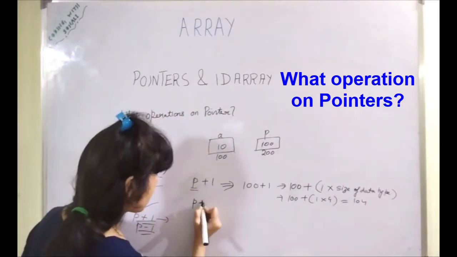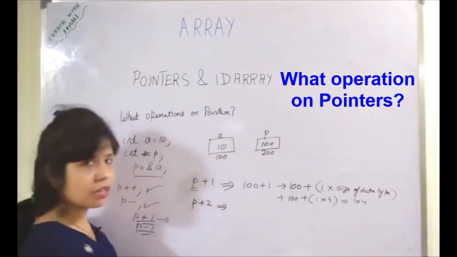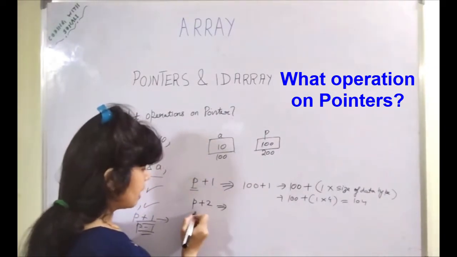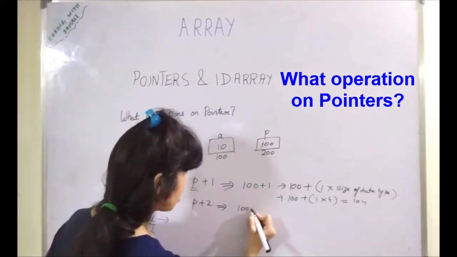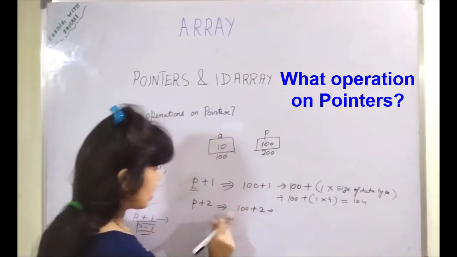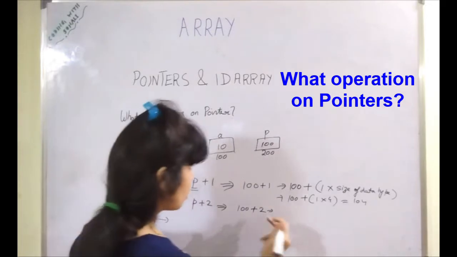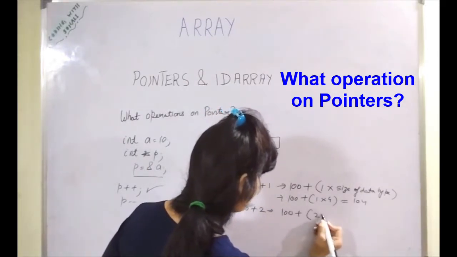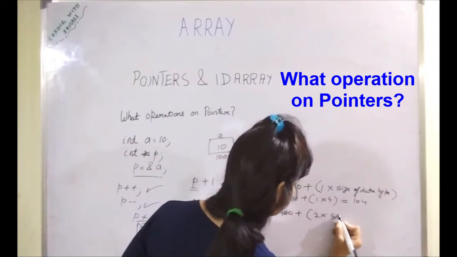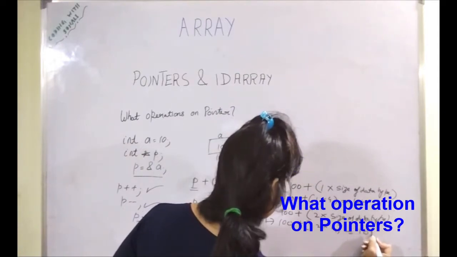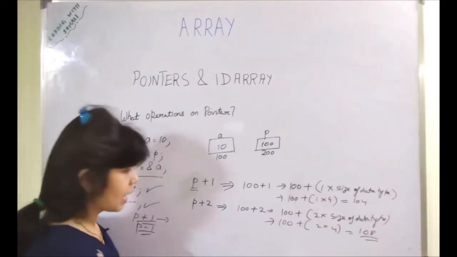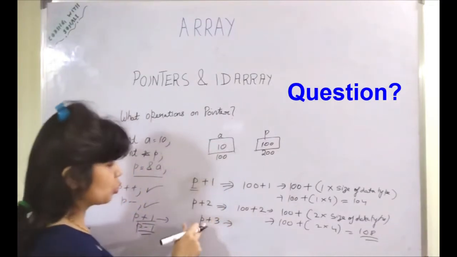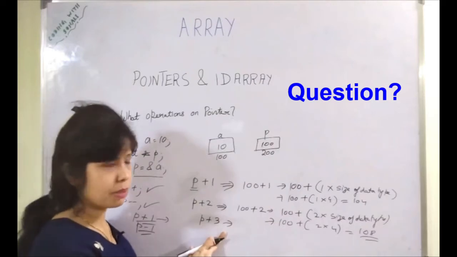Suppose if you are doing it like this, what should be the result of that? P plus 2. So first of all, p is what? 100. 100 plus 2. So that means, again the same thing, 100 plus 2 into size 4. That is a total of 108. I want you to calculate what will be the result of p plus 3.